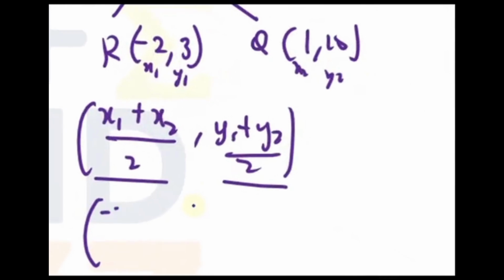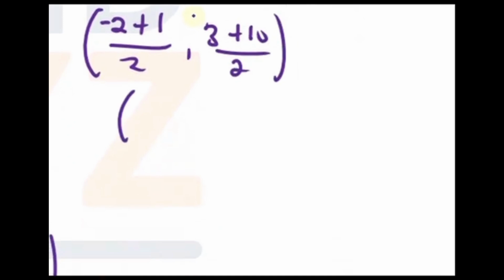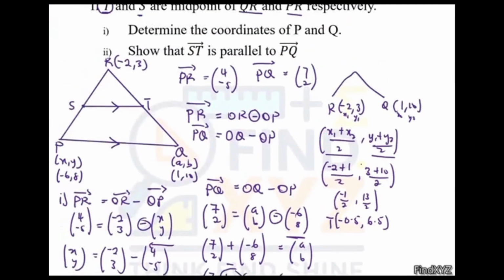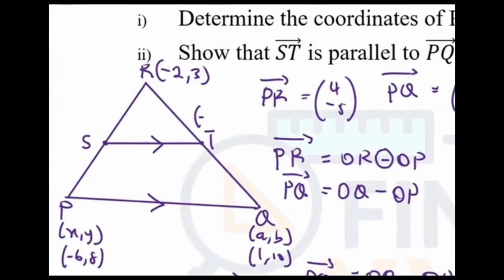So we have minus 2 plus 1 all over 2 for the x component, and then 3 plus 10 all over 2. So minus 2 plus 1, that will give us negative 1 over 2. Then 3 plus 10, that will give us 13 over 2. So we have negative 0.5 and then 6.5. This represents point T, which is the midpoint on vector QR. So this will give us negative 0.5, 6.5.